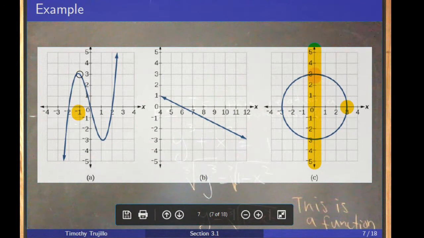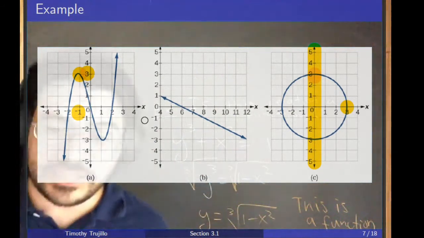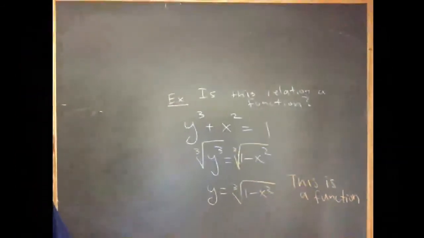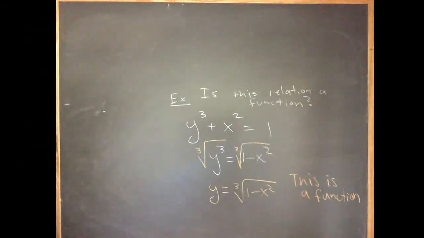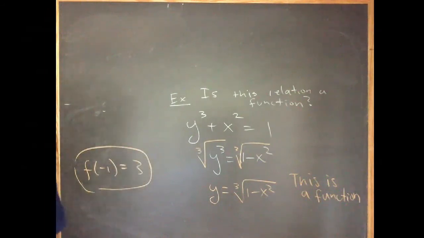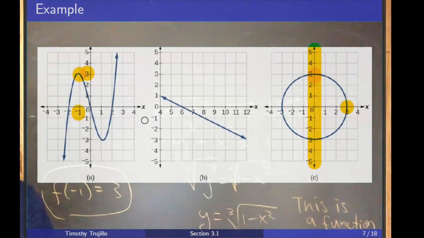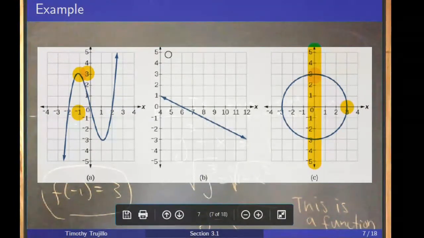So it hits the graph right here. And then you just go over to the y value, and you see that the output of this function at -1 is 3. And that's because it only intersected the graph at 1 point. And so here, what I was saying is that f of -1 is 3, right? So that's how you would write that sort of expression we had there before. So again, that one is a function, and B is a function as well. So B is a line.